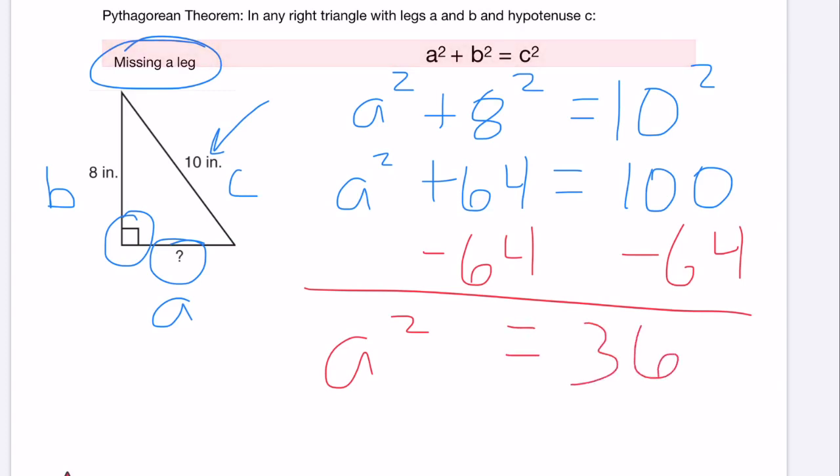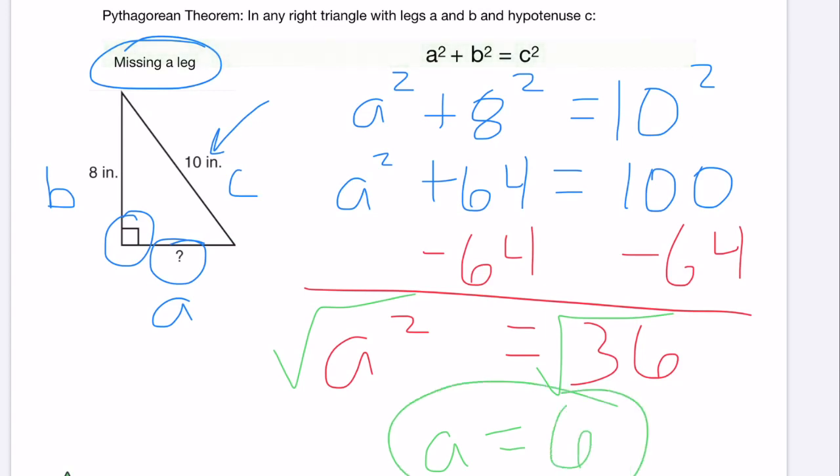And once again, like the last problem, in order to undo the square, we need to take the square root of both sides. And this time 36 is a perfect square, so we get a nice whole number answer here. A is 6. So our missing leg is 6. And once again, just a reminder, the hypotenuse is always along the side, which is 10. 10 is larger than 8 and 6.